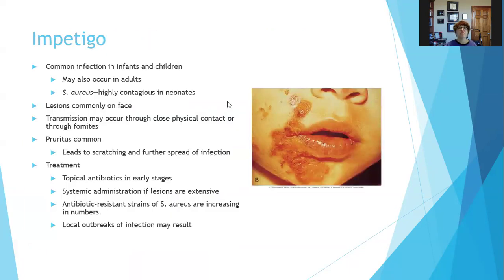Impetigo is a common infection in infants and children, but it may also occur in adults. It's caused by Staphylococcus aureus, and it's highly contagious in newborns. Lesions are commonly on the face, and transmission may occur through close physical contact or through fomites, like wipe your face with a towel, set the towel down, somebody else uses the towel. So inanimate objects that transmit infections.